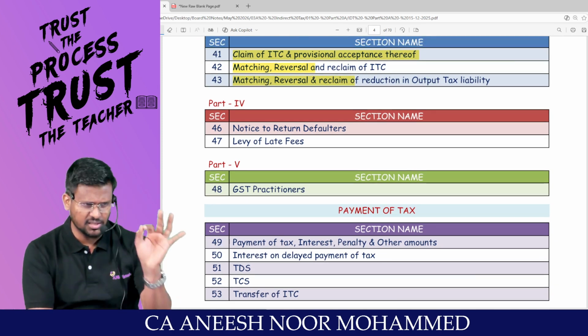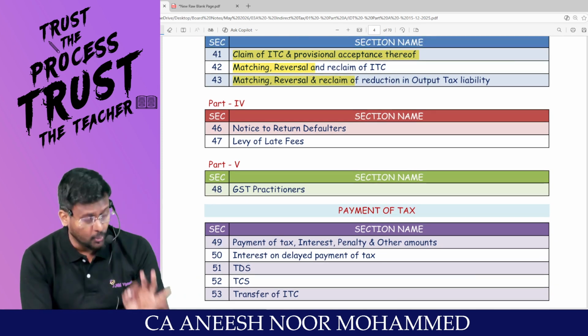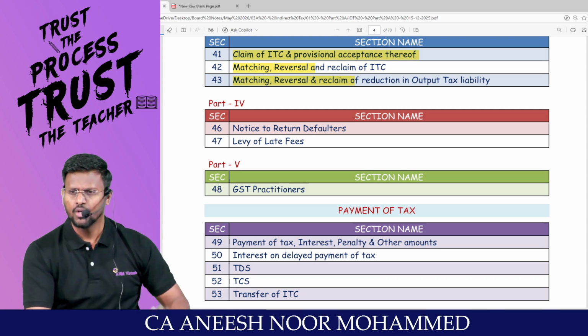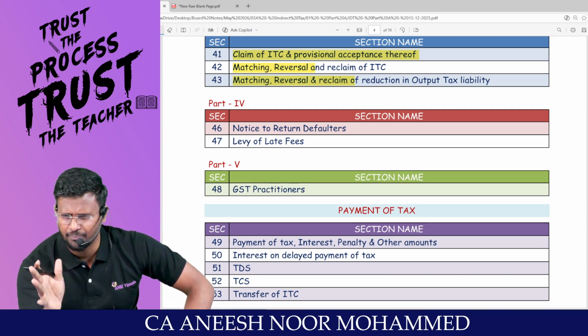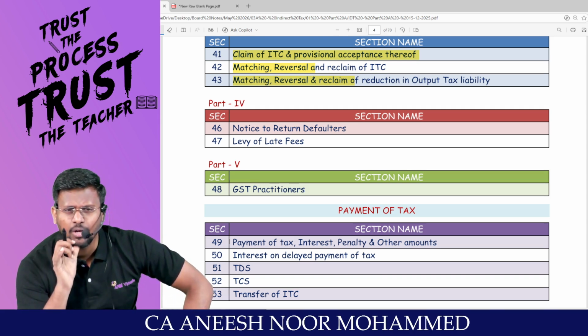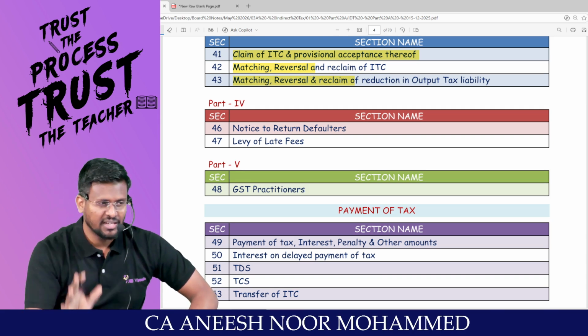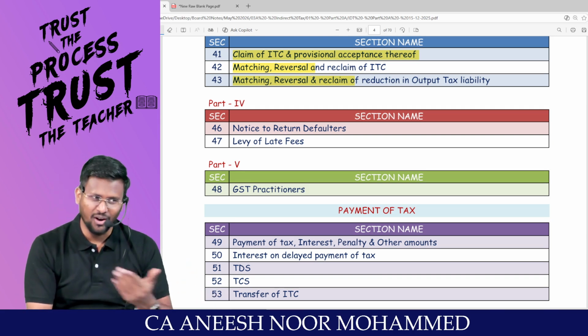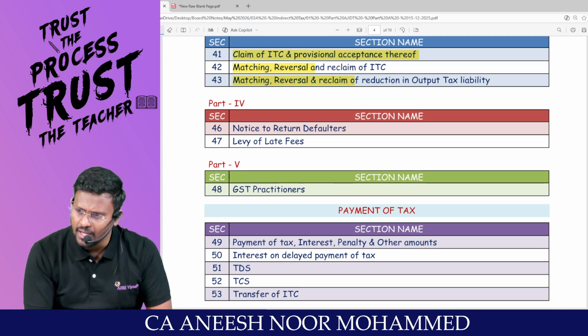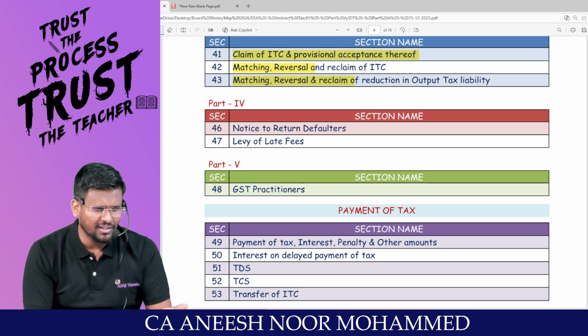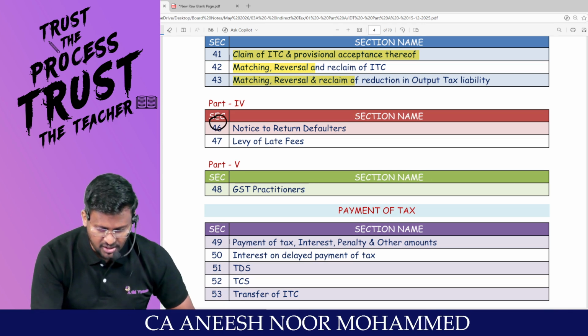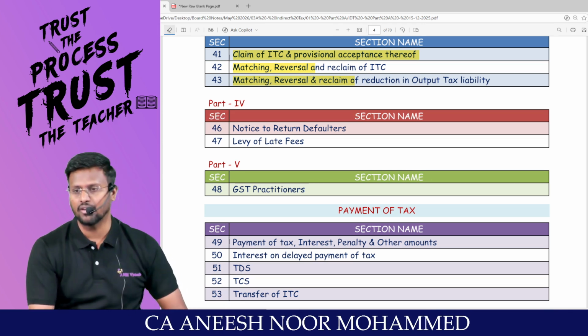Sometimes you are a registered person and you are liable to file the GST return, but you do not file the GST return on time. Then what will the department do? The department will send a notice saying, my dear lovable, you already took registration, you are liable to file a return, you forgot to file the return. Don't worry, please file the return. That's section 46, notice to return defaulter.